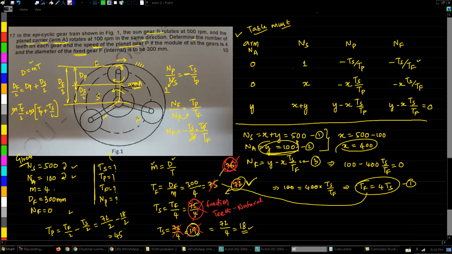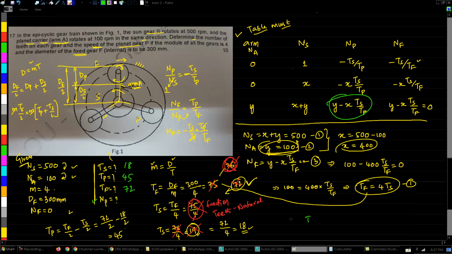So I guess we have found the number of teeth on all the gears. So TP value we have got as 45. TS value we got it as 18, and TF we got it as 72. Now the only one thing remains to be seen, that is the speed of P. If you see the speed of P formula, this is the formula which we'll have to use.